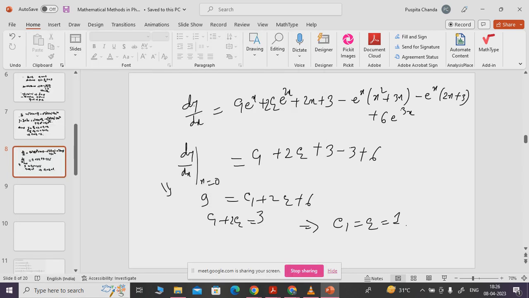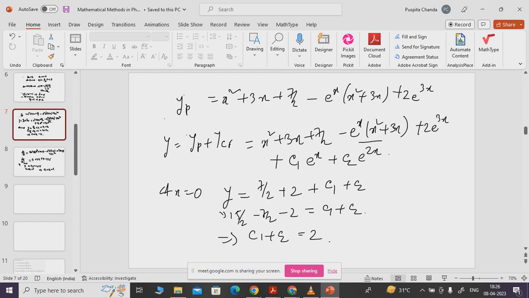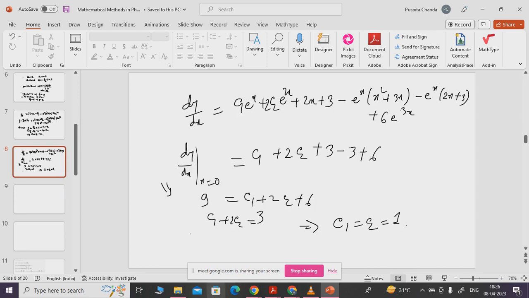And we need to obtain at x is equal to 1 what will be y. So we know the full version of y here. c1 is equal to 1, c2 is equal to 1. So y will be 2e^3 + e^2 − 3e + 15 by 2. This is the answer.